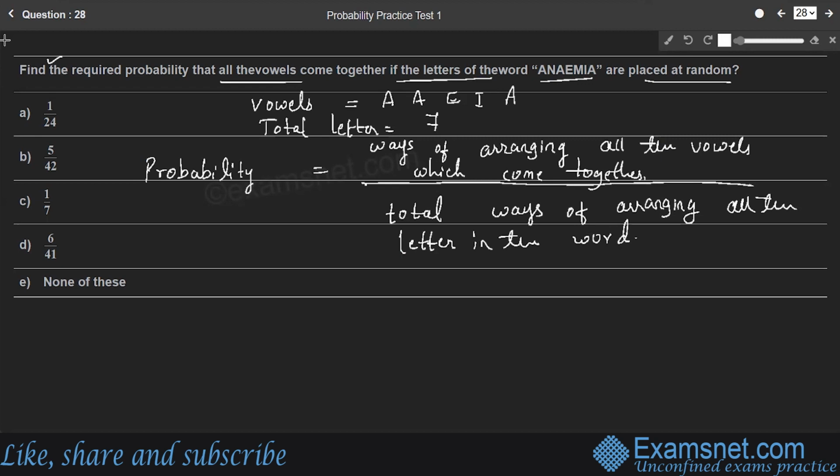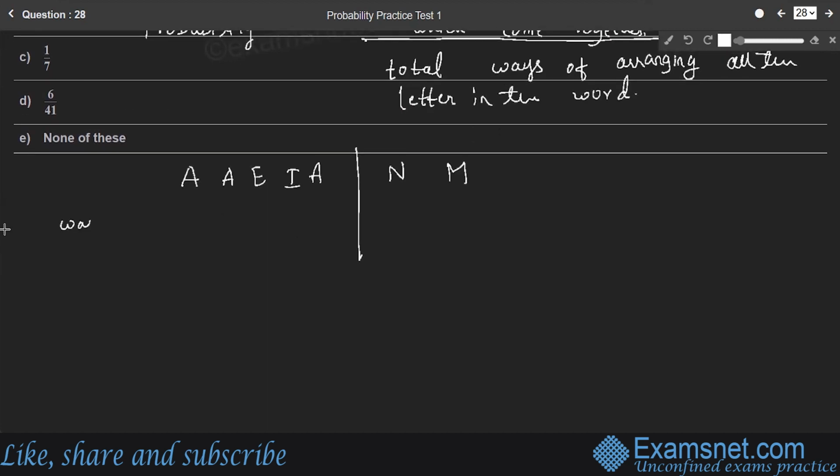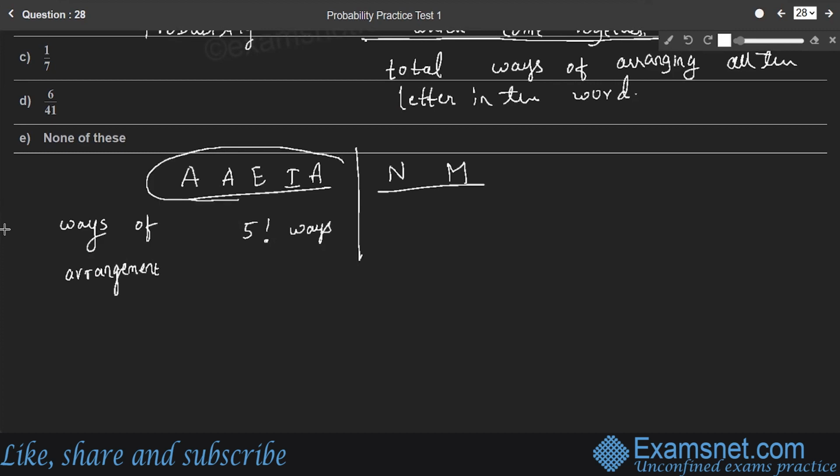So for that, we'll consider the given word anemia, in which we'll consider the vowels first, right? So A, E, I, A, right? And the remaining letters are N and M, right? These are the remaining letters. So the ways of arranging these 5 vowels, right? The ways of arrangement of these 5 letters are 5 factorial. In 5 factorial ways, we can arrange 5 letters, right? So, in how many ways can we arrange the remaining letters? For that, we need to consider this whole set of vowels as one part, and letter N as the second part, and M as the third part, right?